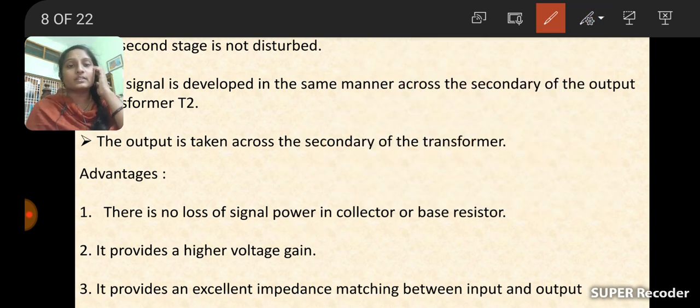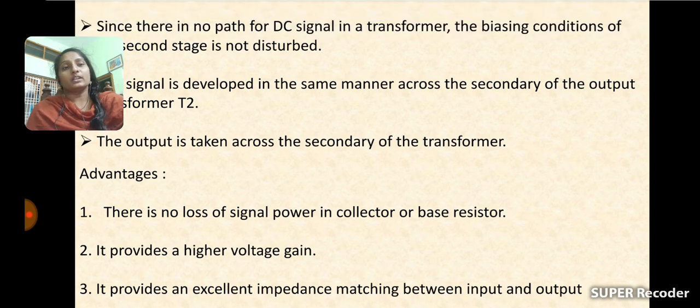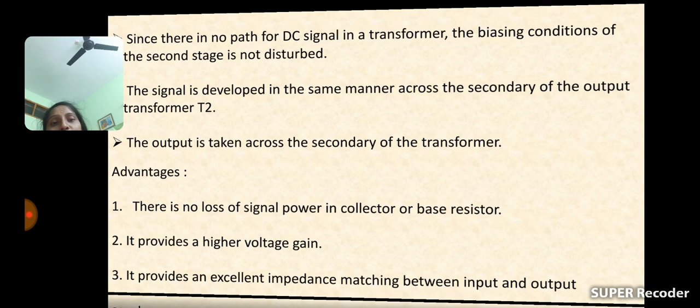So for that reason, in an RC coupled amplifier some amount of signal will be lost, but here there is no loss of signal power in the collector to base resistor, and it provides a higher voltage gain. It also provides excellent impedance matching between the input and output. These are the different advantages of a transformer coupled amplifier.